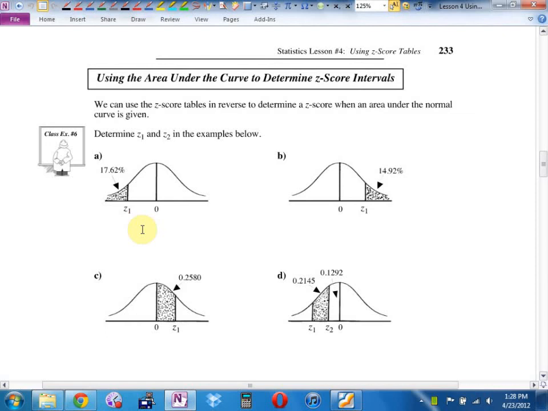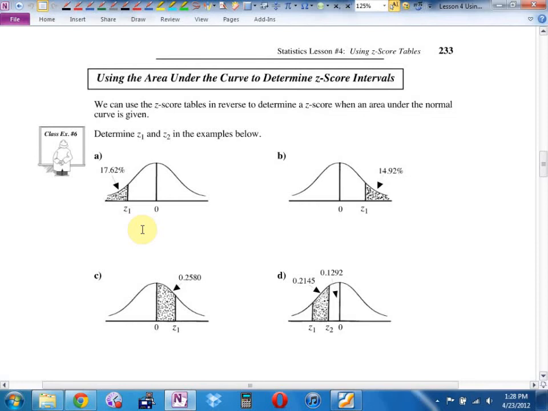So no questions from the homework? Then, Joel, now we're going to go backwards. We're going to say, okay, if I give you the z-score, you can tell me the area to the left. What if I tell you the area to the left? Can you tell me the z-score? And it's still using the chart.